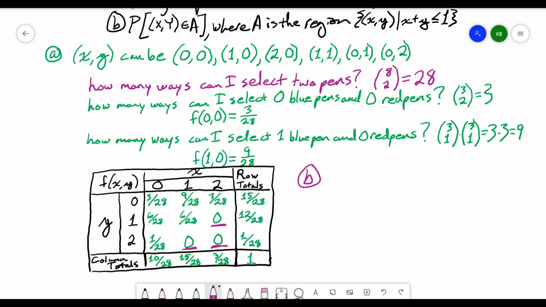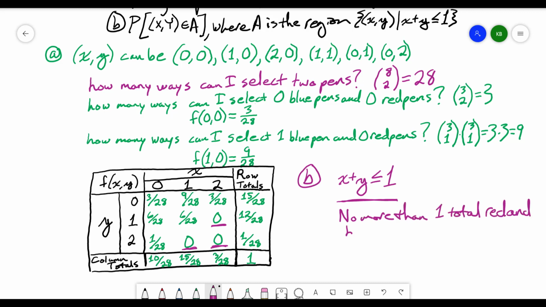So there I have my joint probability density function for my discrete random variables x and y. Now, in part B, I'm asked to find the probability that x and y fall within this region that's determined by x plus y is less than or equal to 1. I often find it helpful to look at these equations that define the region and think about what that means in terms of the context of my problem. So x plus y is less than or equal to 1 means I have blue pens and red pens added together, the number of them that I have, and I have no more than 1. So no more than 1 total red and blue pen combined.